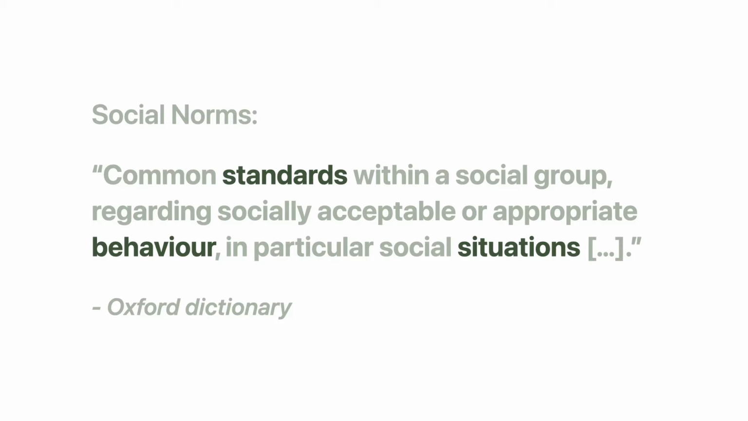According to the Oxford Dictionary, social norms are common standards within social groups regarding socially acceptable or appropriate behavior in particular social situations. So as you can see, a social norm is a habit where we tend to follow the actions of other people because we see them do it and we also see the positive result that they achieve from following that pattern. We are raised and taught social norms throughout our life, and depending on the culture that you're in, you might have some distinct set of actions that are acceptable to your culture.